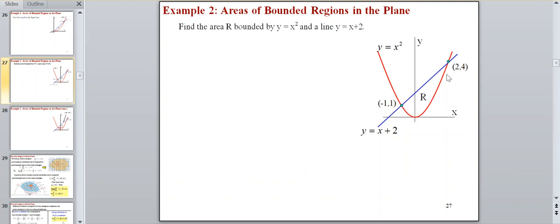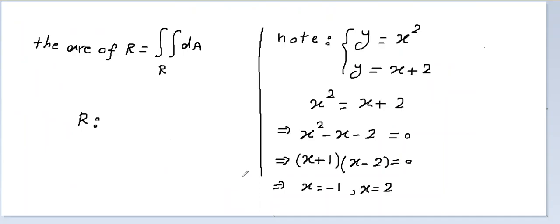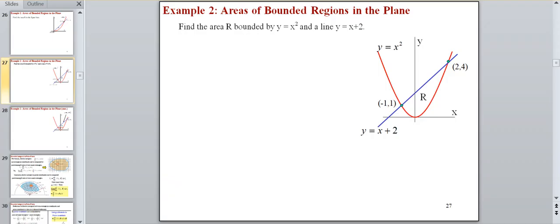So if the intersection points of these two curves are not given, you have to solve this system. You put x squared equals x plus 2 to find the intersection points of these two curves. So when x is minus 1, y is 1. When x is 2, y is 4. Okay, so to describe R, you can say x is from minus 1 to 2.